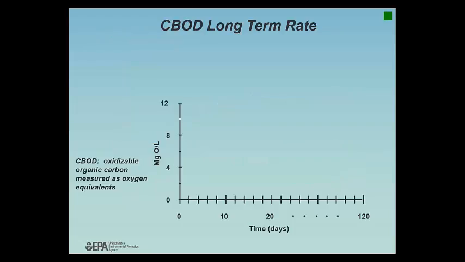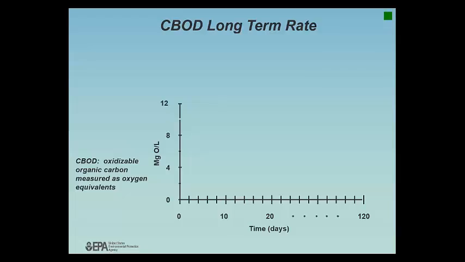Another method for measuring carbonaceous biochemical oxygen demand is what's called a long-term BOD. What the long-term BOD measurement does is it calculates the amount of oxygen that would be used to completely deplete the organic material. It's typically done over a 120 day period of time. The issue with this is it's very labor and time intensive.